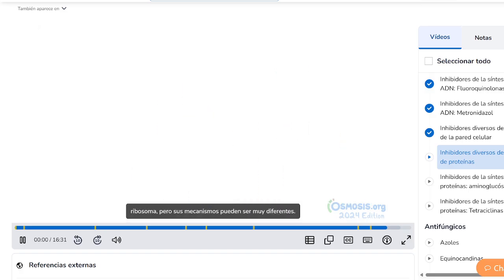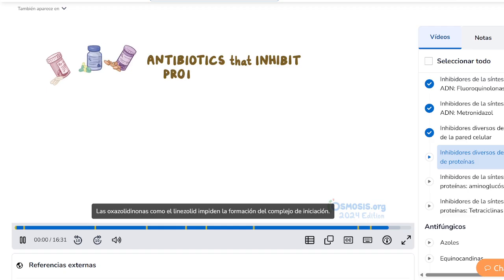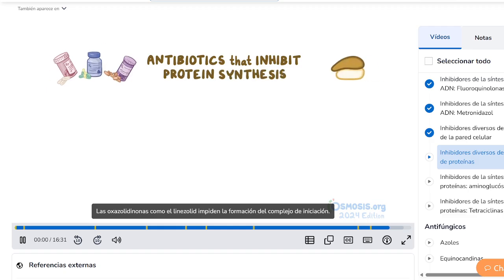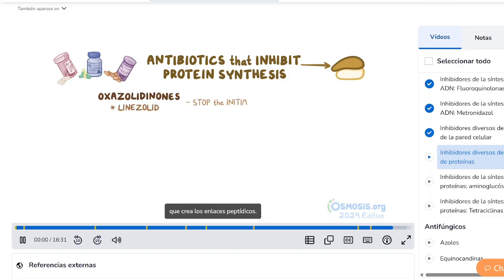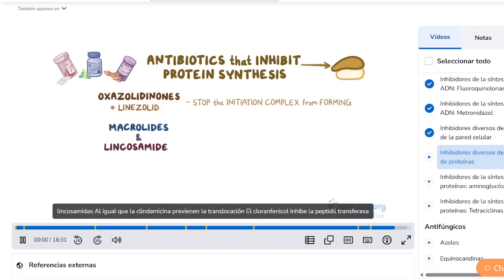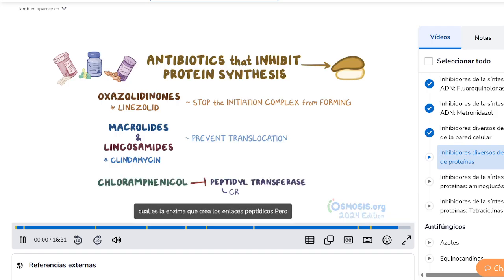Alright, as a quick recap. There are numerous classes of antibiotics that inhibit protein synthesis. Many of these act on the 50S subunit of the ribosome, but their mechanisms can be very different. Oxazolidinones, like linezolid, stop the initiation complex from forming. Both the macrolides and lincosamides, like clindamycin, prevent translocation. Chloramphenicol inhibits peptidyltransferase, which is the enzyme that creates the peptide bonds.